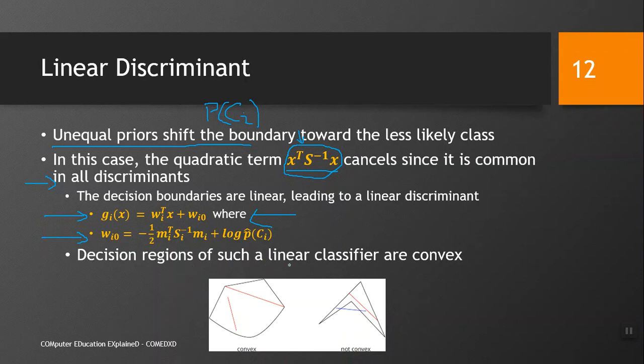Decision regions of such a linear classifier are convex, right. Here this is a convex figure shown, and this is a not convex figure shown. Okay. It would be a good idea if you go and look at the definition of convex, what is a convex problem and what is a convex shape basically.